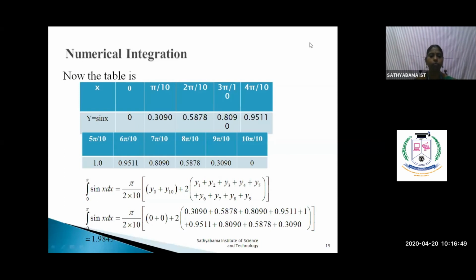So now I have used Simpson's 1/3 rule. The formula is h by 2. H is pi by 10 by 2, so pi by 2 into 10, that is pi by 20. Y0 plus yn. What is my yn? The last entry of your table, that is 0. So last entry is 10. So y0 plus y10, plus 2 times of the remaining entries. So when I take all those things, approximately you are getting the value of that integral of sin x as 1.9845.